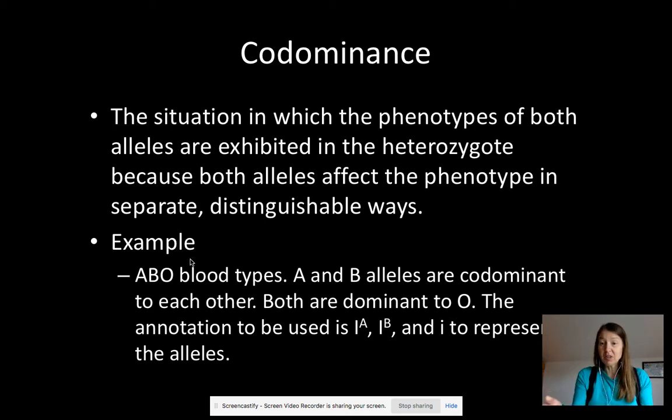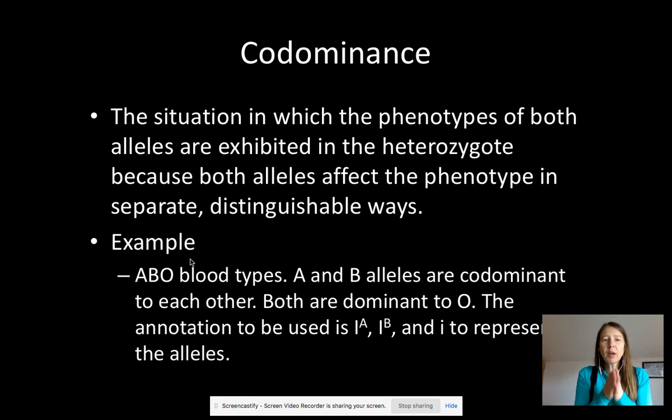There's an example of the checkered chicken. You see the little chickens with black and white feathers. Well, both the black allele is expressed and the white allele is expressed, giving the chicken a checkered appearance. So they're codominant to each other. One does not hide the other, like it does in complete dominance.